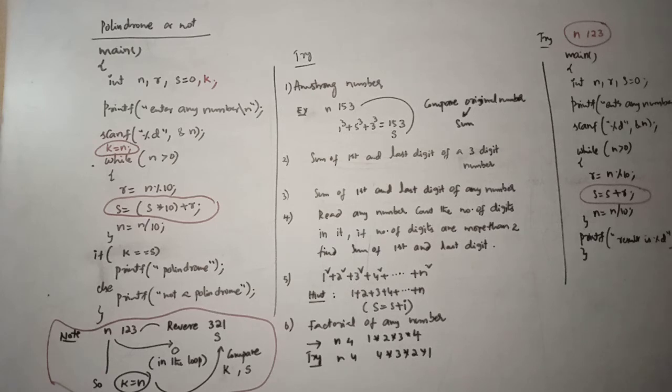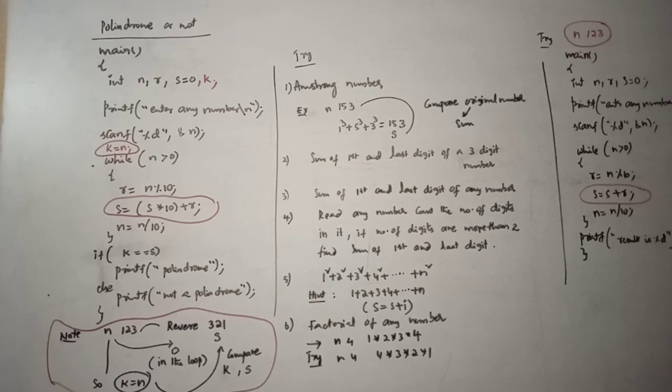Second one, sum of first and last digit of a 3-digit number. Now for this we don't need any loop. You try this program without using a loop, as the input is a 3-digit number only. Look at the third one, sum of first and last digit of any number. Any number, we don't know if it is a 2-digit, 3-digit or 4-digit number. So use a loop.